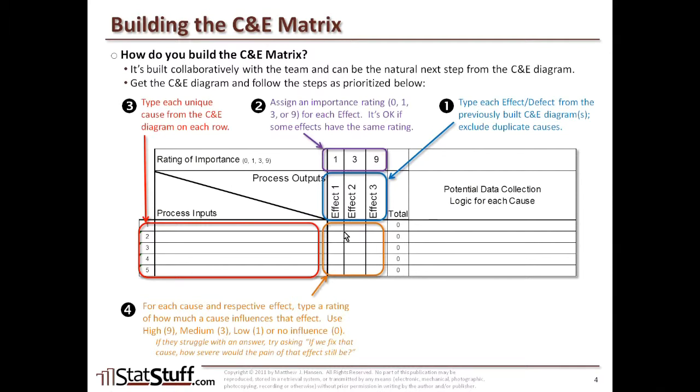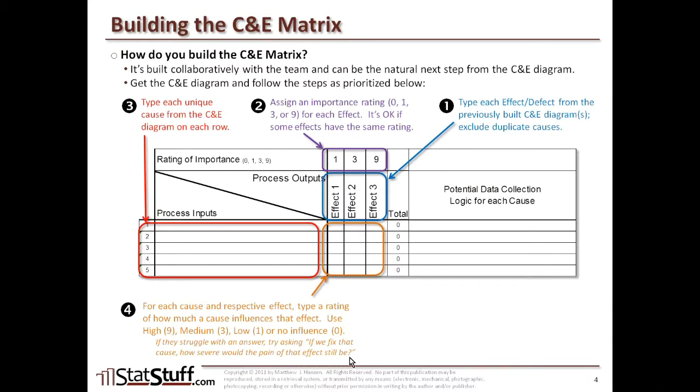So you work through every one of these boxes. I recommend sticking with one potential root cause at a time, and then working across each of those effects to figure out what the team believes is the best rating for each one. Now if the team starts to struggle with an answer, if they're not sure what number to plug in there, or there's some debate over it, then another way you can ask it is, if we were to fix that root cause, the items that are identified here, if we were to fix that particular root cause that we're struggling over, how severe would the pain of that effect still be?